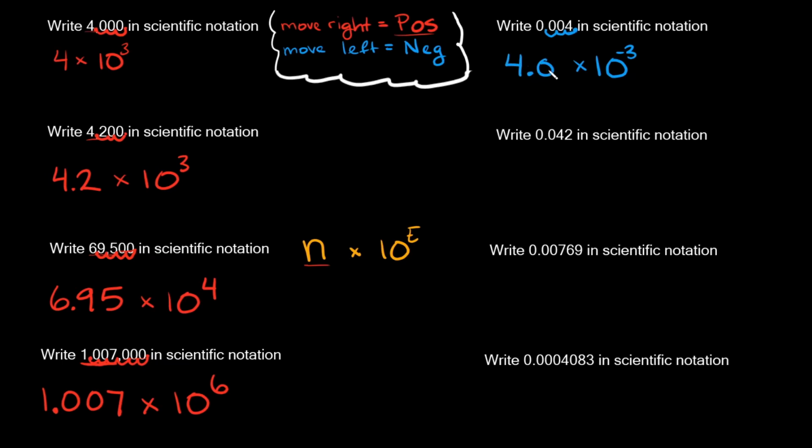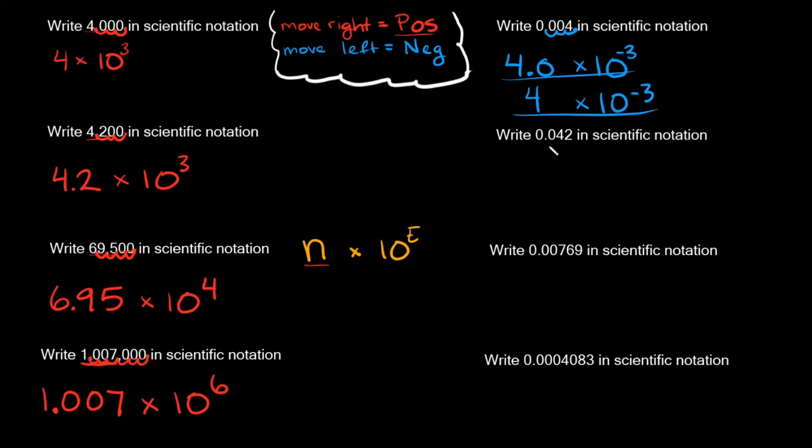Okay, so 4.0 times 10 to the negative 3 would be your answer. Or 4.0 is also the same thing as just 4, right? So you could also write this as 4 times 10 to the negative 3. Okay, either of these answers right here would be appropriate. Okay, let's go to this next example.